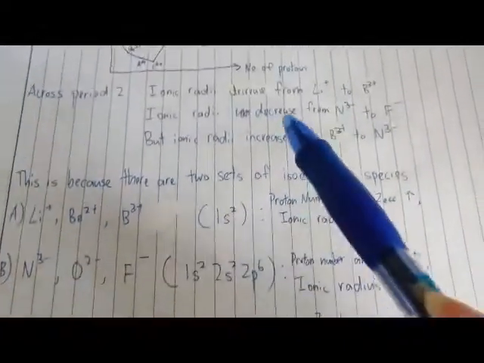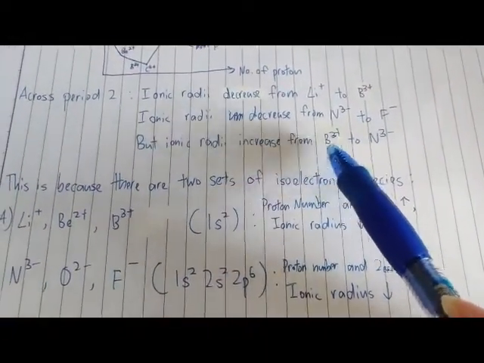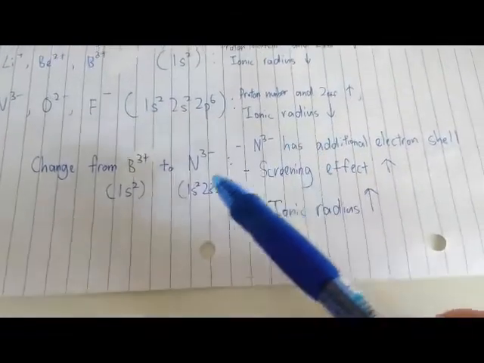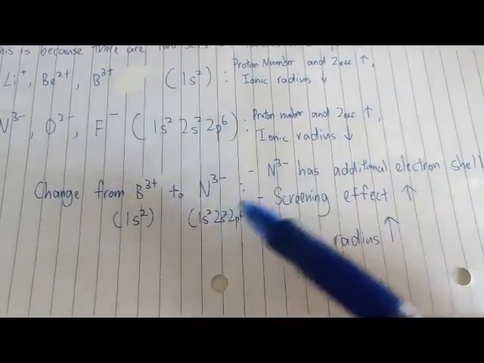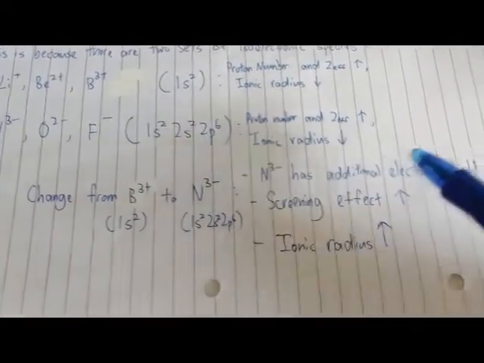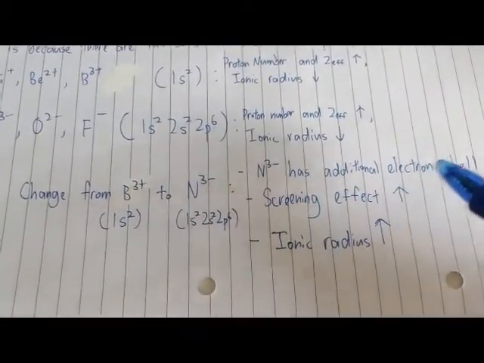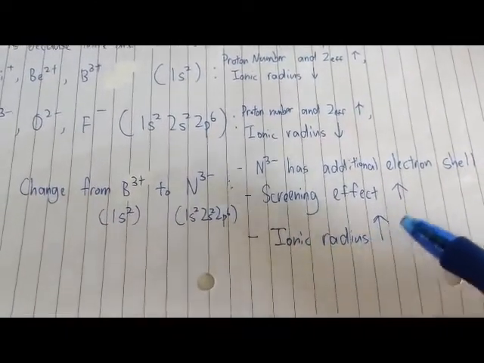So how do we explain the sudden increase from B3 plus to N3 minus? By comparing the electronic configurations, we can see that the N3 minus ion has an additional electron shell, 2s2 2p6. Thus, the screening effect increases, so the ionic radius increases.